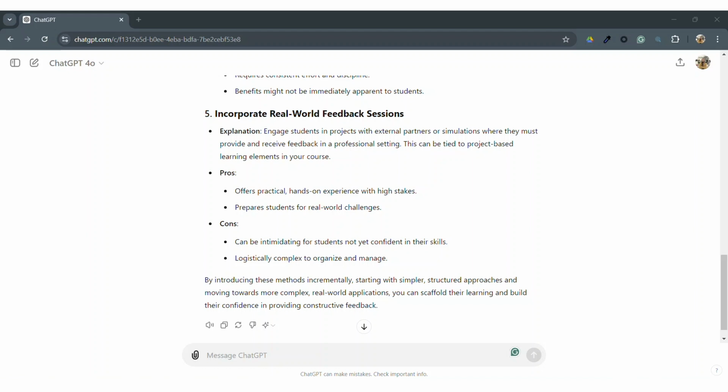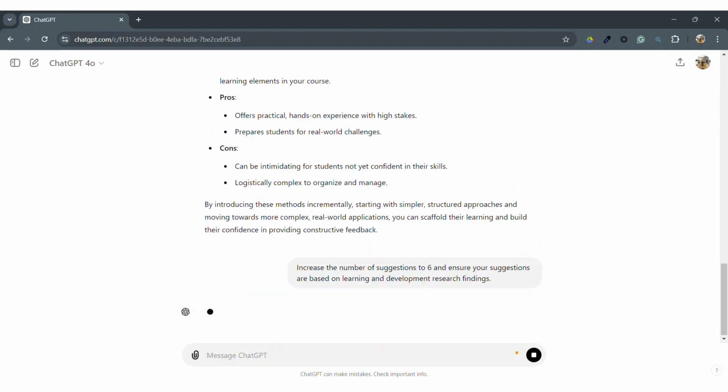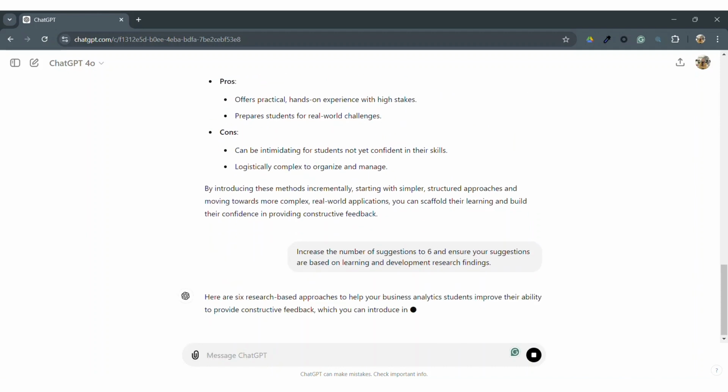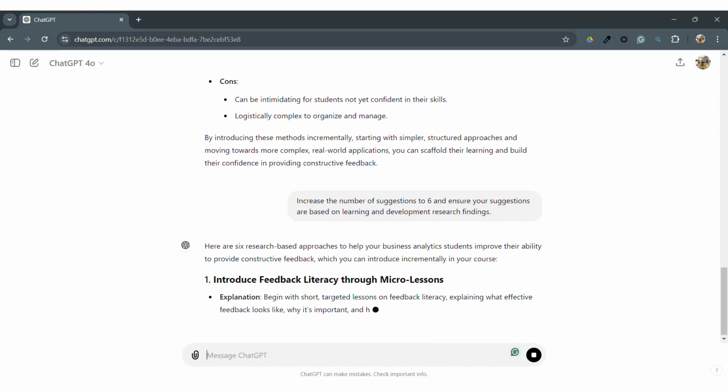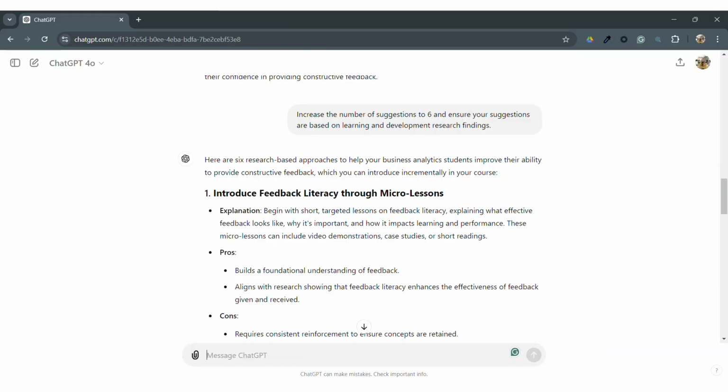However, let's say that instead of 5 suggestions, I want to increase it now to 6. And also, I want to make sure that each of these recommendations is grounded in research. So let's add the second follow-up prompt and see if the responses will change. Okay, I'm going to put the follow-up prompt right here, and we will give ChatGPT just a minute to finalize the outputs. Okay, we can definitely see that the language has changed.